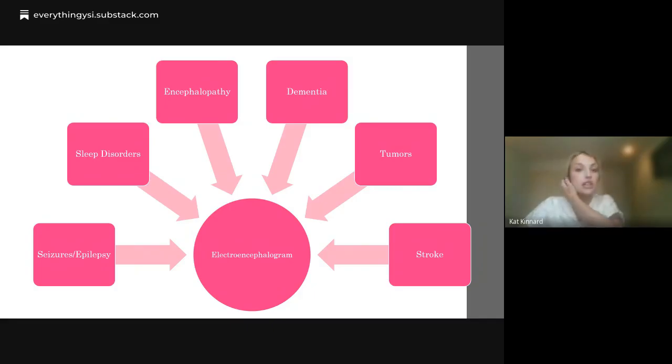So EEG cannot diagnose a tumor. However, it can show some focal abnormalities in the area that would lead to further investigation. So EEG doesn't tell us everything, but it provides a unique piece of diagnostic information that other tests cannot provide for us.